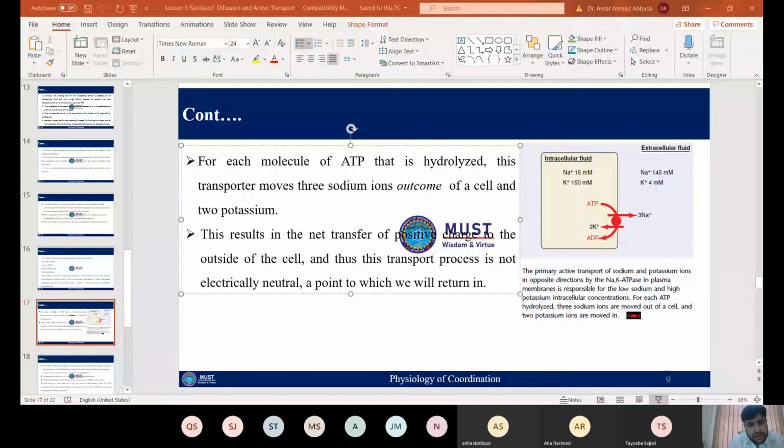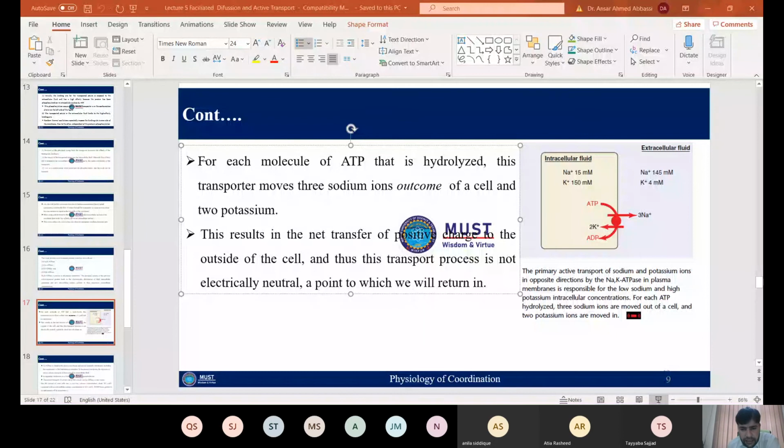When this hydrogen potassium ATPase pump hydrolyzes one ATP molecule, it will result in movement of one hydrogen ion from inside to the outer side, and at the same time it will also facilitate the movement of one potassium from outside to the inside. So this pump is electrically neutral as compared to the other pumps, because one positive ion is being transported from the inner side to the outer side, and simultaneously another positive ion is being transferred from the outer side to the inner side. So there will be no difference of charges. Electrically this movement is neutral.